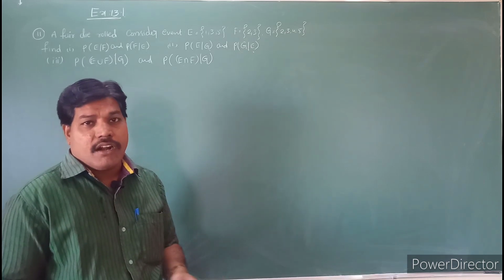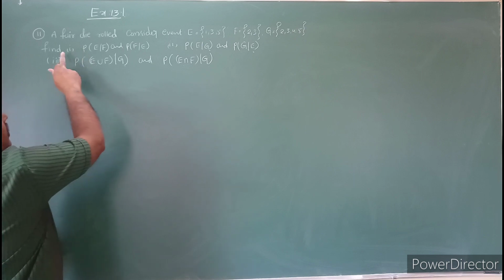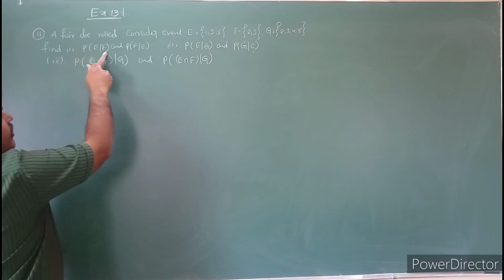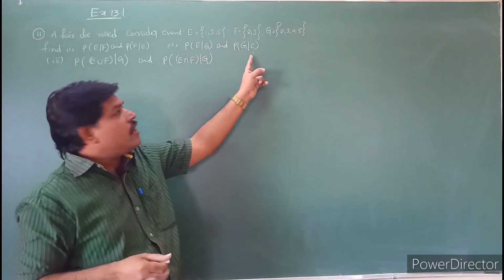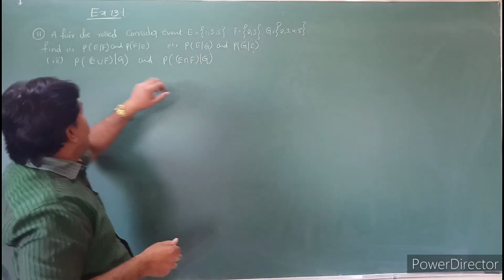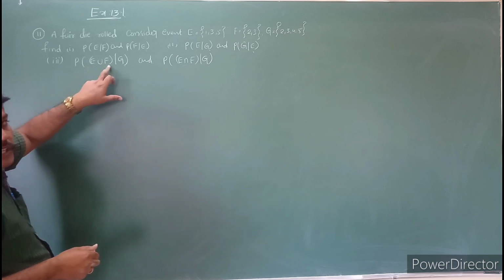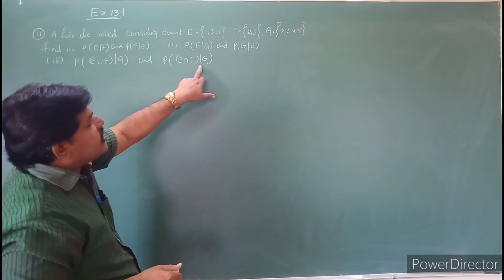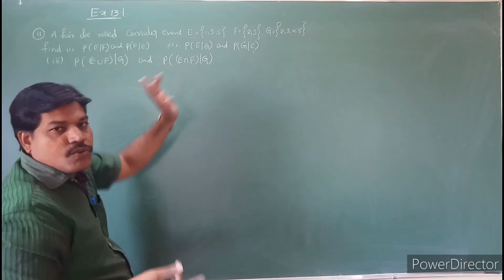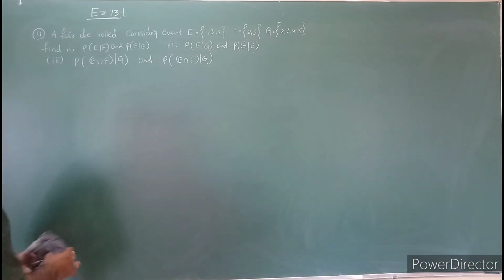These are the events, they are already given. P is equal to, what are the conditions they are asking? You have to calculate the probability of E given F, probability of F given E, probability of E given G, and probability of G given E only. Also the probability of E union F given G, and probability of E intersection F given G. So these two values you have to calculate.